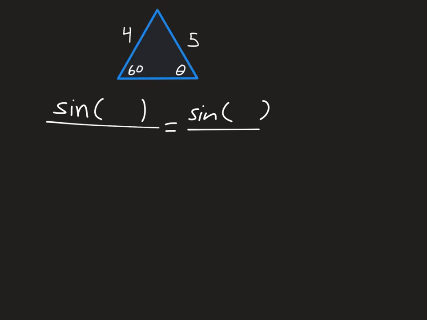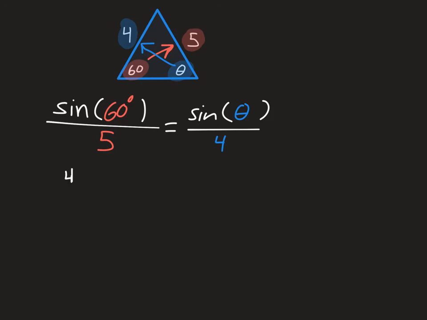I want to start with an angle that I know and the opposite side that I know. So I know 60 degrees, that's a known angle, and I know its opposite side, length 5. And then the other pairing here is going to be that theta, which is the unknown angle. So theta is just something you don't know. I don't know the angle, but I do know the opposite side. So there's my setup. I'm ready to cross multiply.